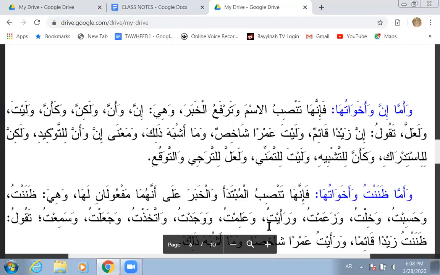As for inna and its sisters, its ism is in the nasab status and its khabar is in the rafa status. They are inna, anna, lakinna, layta, la'alla. You will say, inna zaydan qa'imun, indeed Zayd is standing. Wa layta amran shakhirun.